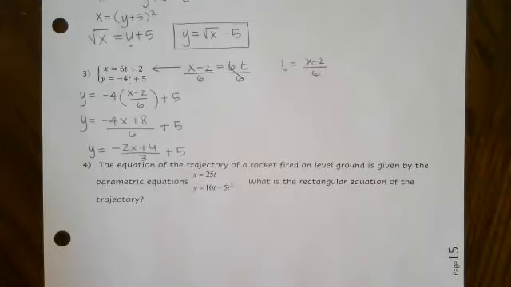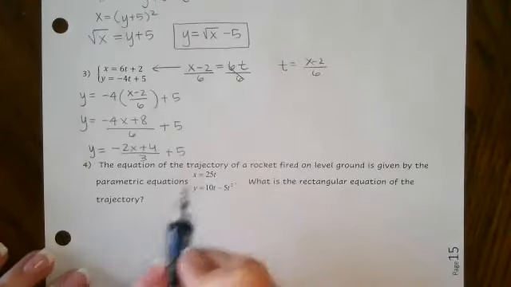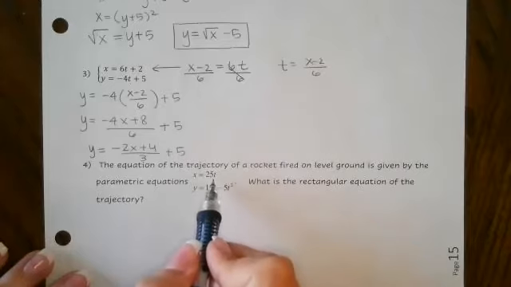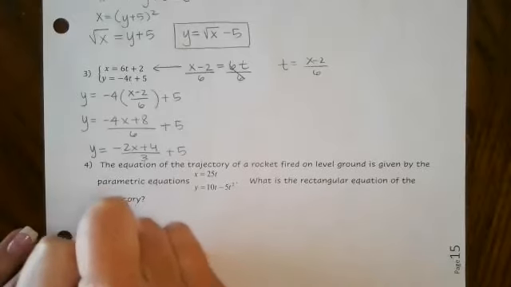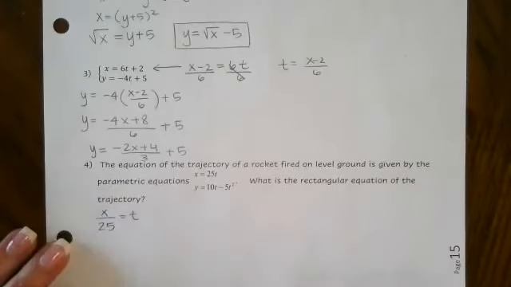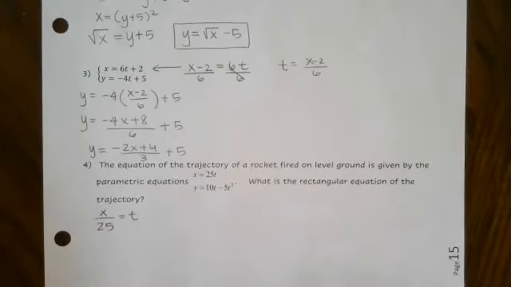So again, anytime it's asking you for that rectangular equation or the Cartesian form, it's asking you to get rid of that parameter, the time. So I'm going to go ahead and take this first equation. That's going to be the easier one to solve for t. They're being multiplied, so all I do is divide by 25. So we get x divided by 25 is equal to t. And that's what I'm going to want to substitute into the other equation.